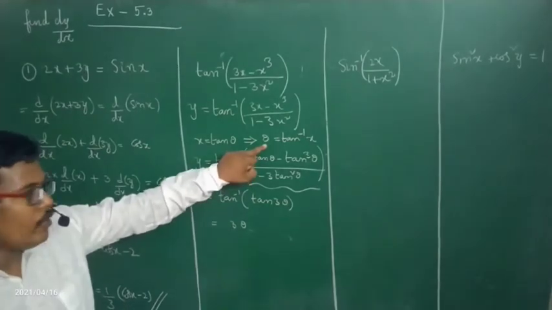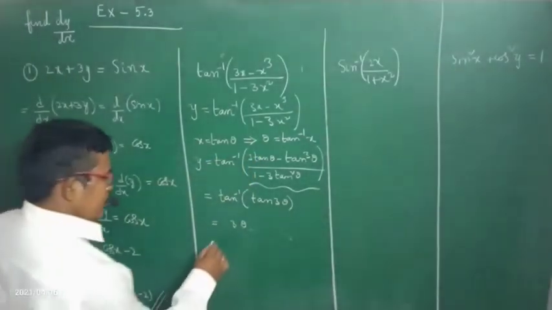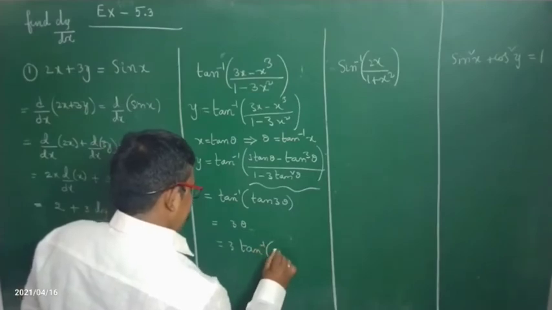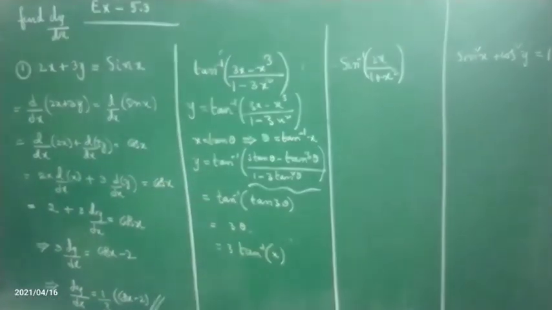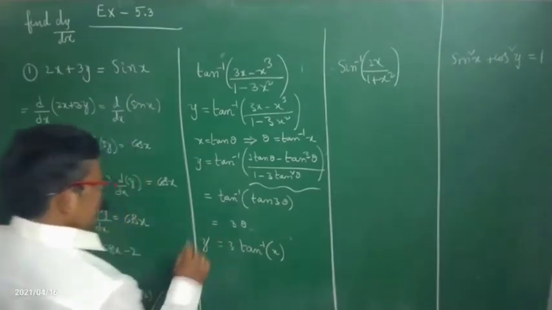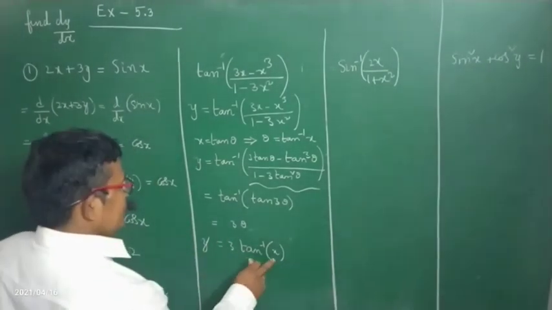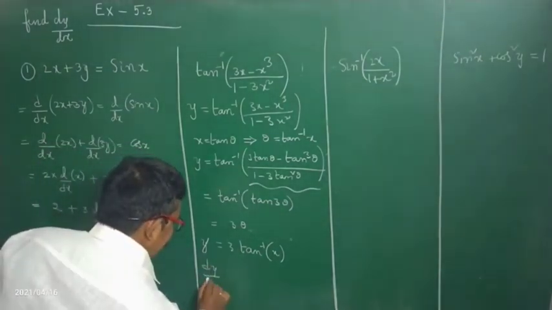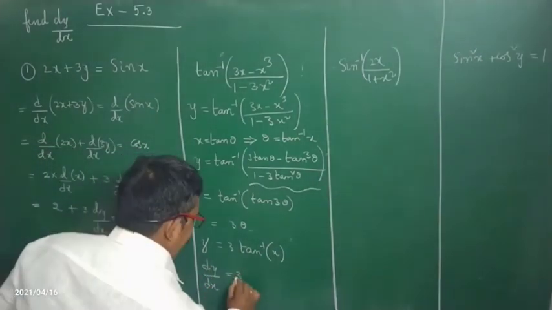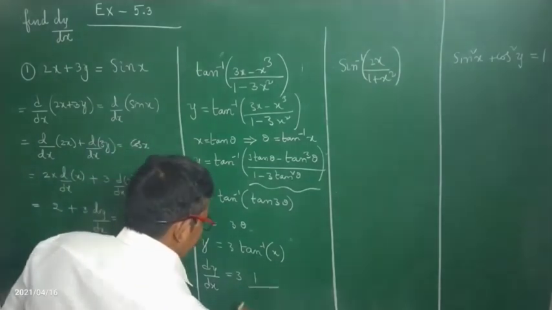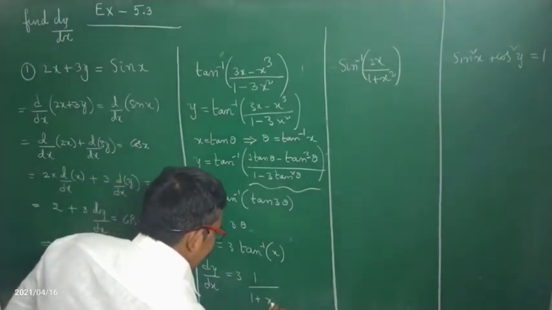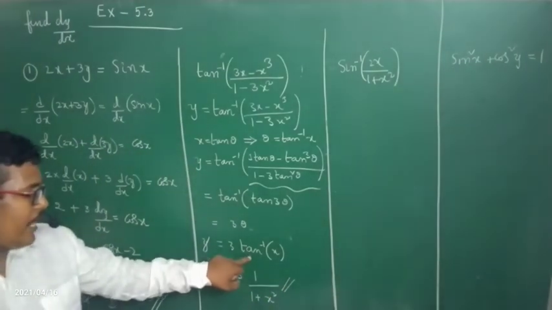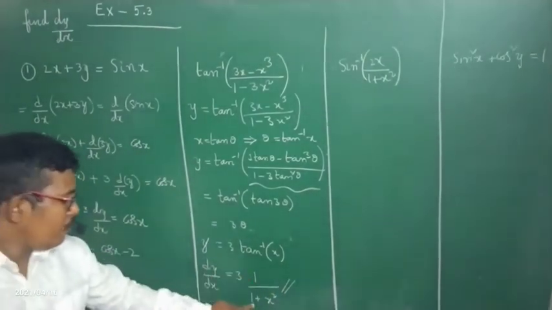Now substitute the value of theta here. It becomes 3 tan inverse x. Now y is 3 tan inverse x. So dy by dx is 3 into 1 by 1 plus x square, since d by dx of tan inverse x is 1 by 1 plus x square.